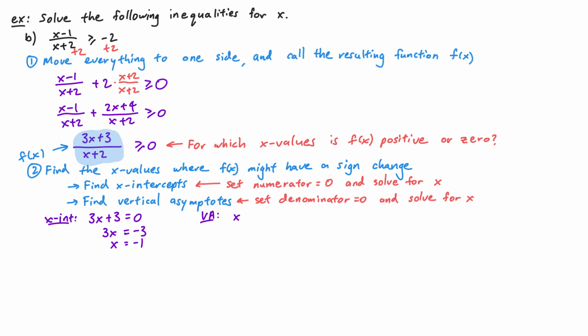In this case, that's x plus 2 equals 0, and we can solve for x by just subtracting 2 from both sides. We end up with x equals negative 2. And again, x equals negative 2 is going to be a vertical asymptote for us rather than a hole because the numerator of our function does not have a factor of x plus 2.